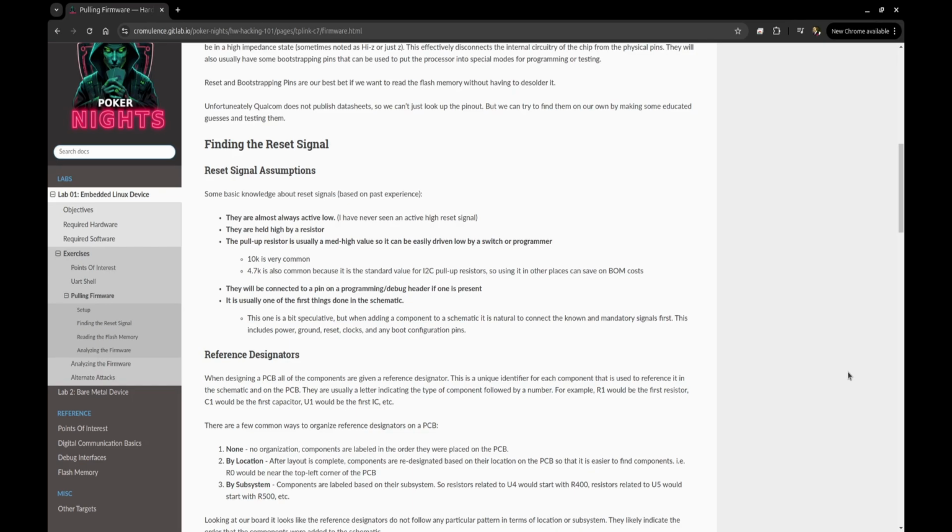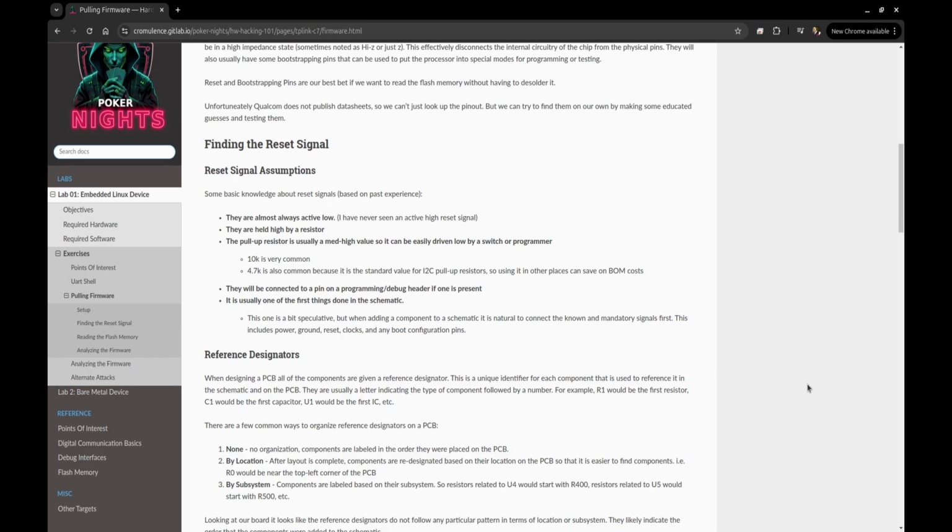Another assumption is that it's going to be connected to a programming and debug header. Some debuggers, you can set the reset strategy to get into debug mode where it needs to actually toggle that reset line. So in most cases, you're going to be breaking out your reset signal to your programmer. And it's also usually one of the earlier steps when you're designing a board to put in your reset signal. And this is a lot of speculation, but when you're adding a component to the schematic, it's kind of natural to set up your power and your reset and just anything mandatory first.